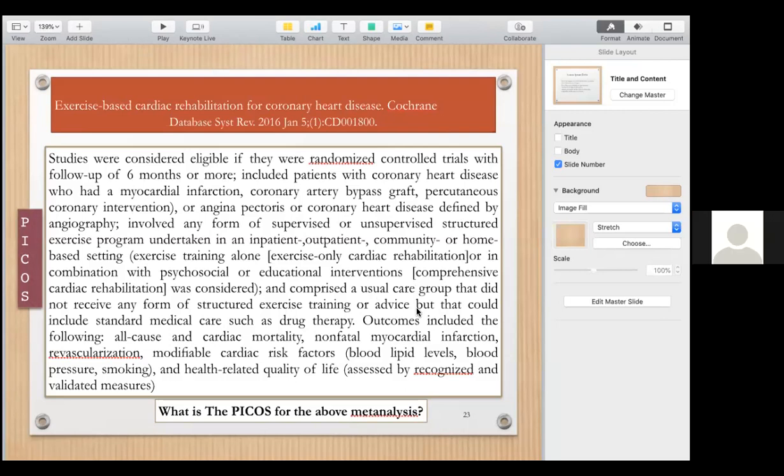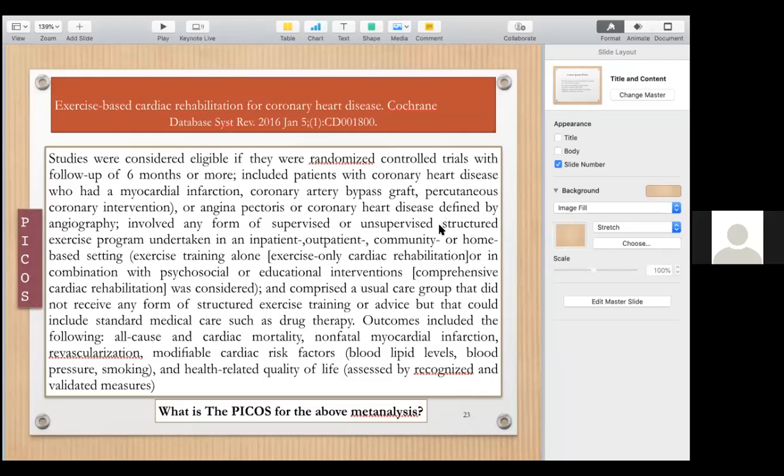I'm happy. The patients here, the population, are patients with coronary heart disease. Wait. Are they patients? Read the first sentence very carefully. Oh, yeah, okay. And then the intervention. No. What is the population? The population is the studies, right? The randomized control trials. Which studies? With which randomized control trials? The ones that included patients with coronary heart disease who had a myocardial infarction, coronary artery bypass, percutaneous coronary intervention. More than 6 months follow-up, right?